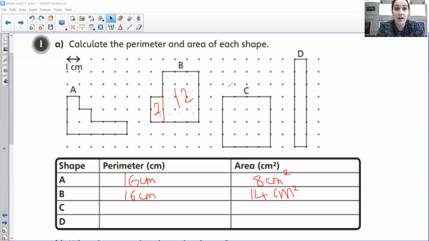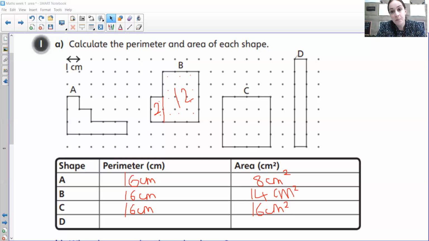C then is a square. So I know it's 1, 2, 3, 4 centimeters across. So 4 times 4, or 4 add 4 add 4 add 4, repeated addition, 16 centimeters. Let's do the area then. Well, the area is going to be 4 times 4, which is also 16 centimeters squared. So this one is 16 centimeters squared.